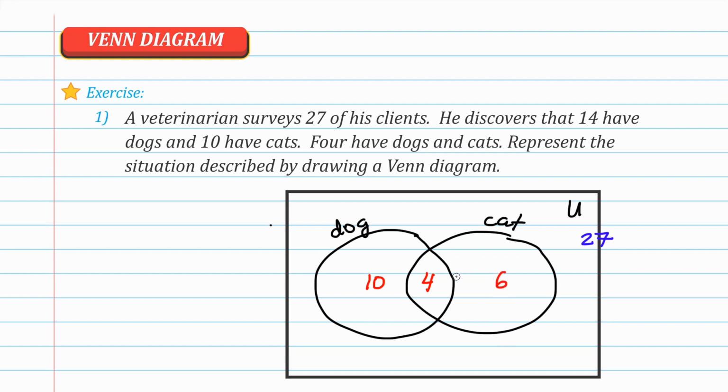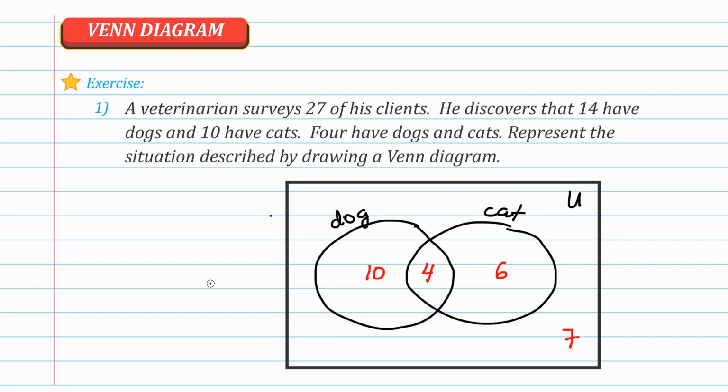Are we done? Not yet. Take note, we have to consider the outside part of this Venn diagram. We already have 10 plus 4, 14 plus 6, it's 20. But we know that there is a total of 27. Ilan ang missing? That this is 20, 27 ang total, 7 then should be outside these two groups. Finally, we represent our situation by using this Venn diagram. Did you get this? I hope you did. On to another example.